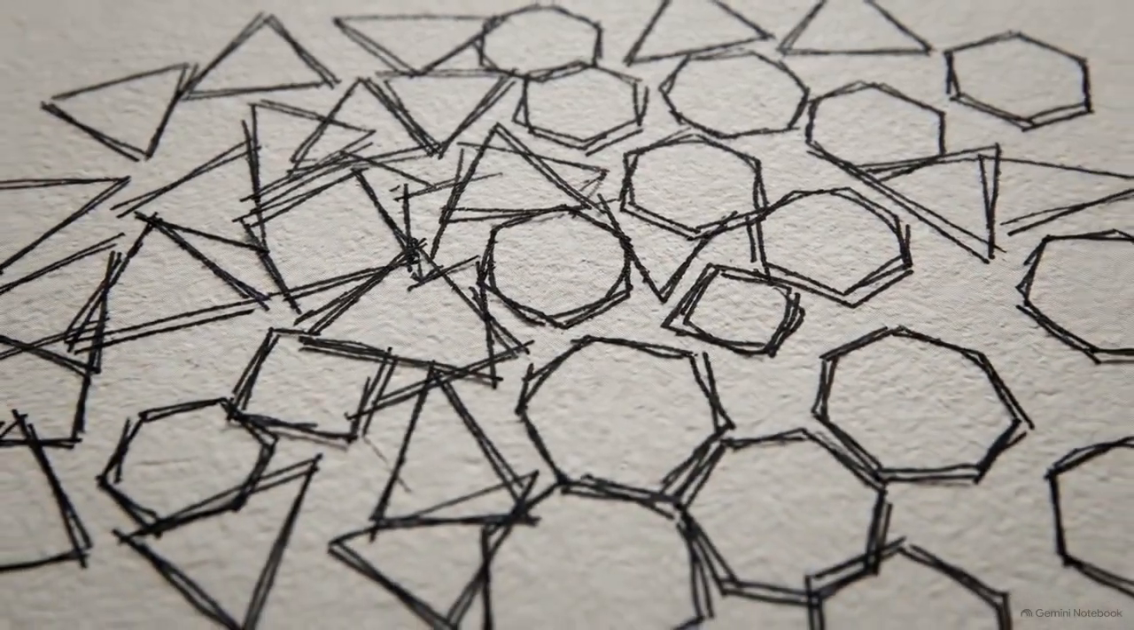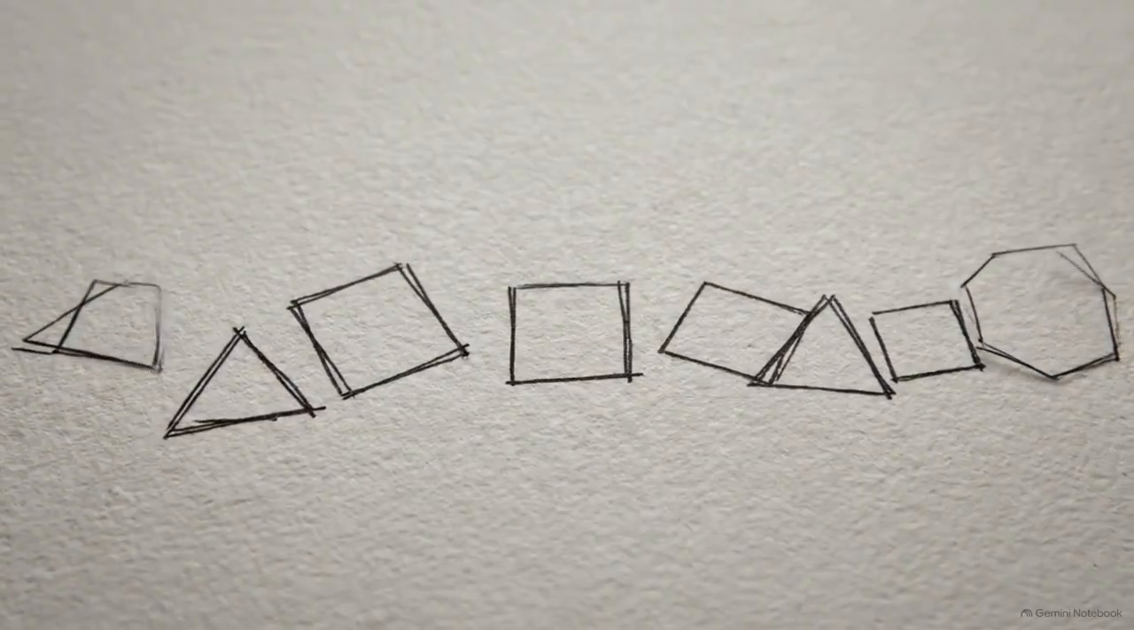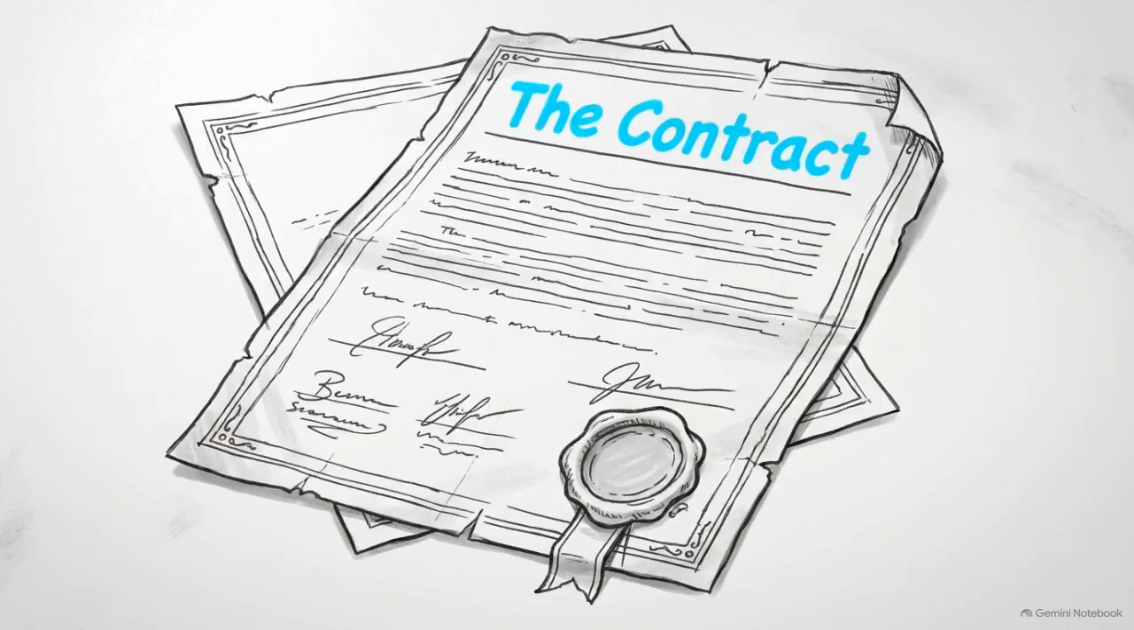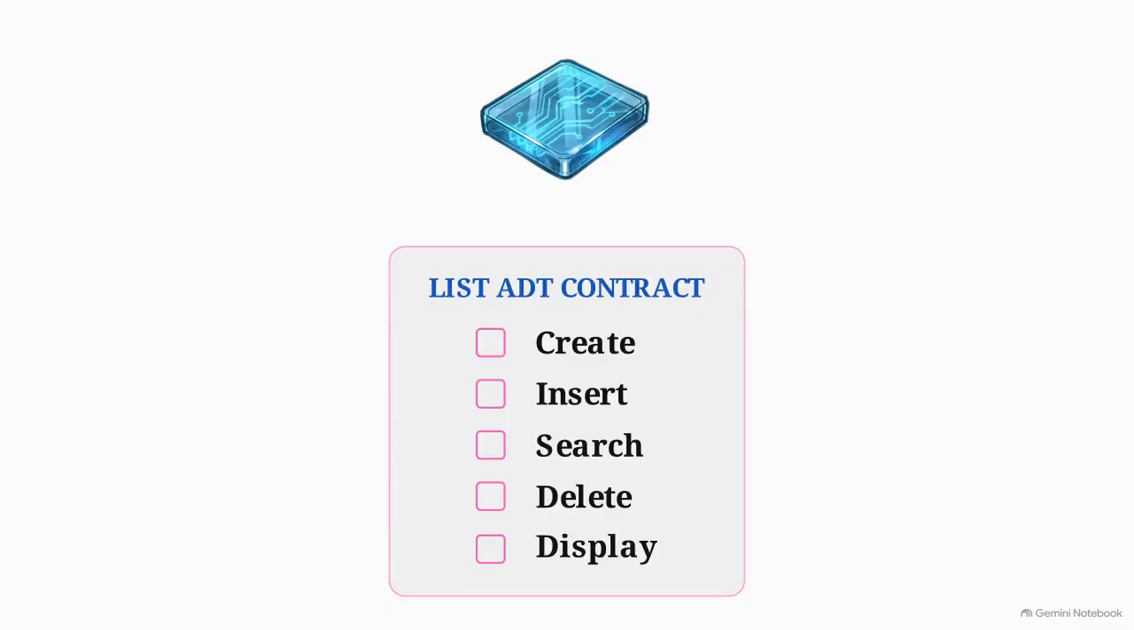Humans have a natural instinct to take chaotic information and force it into sequential order. We line things up to make sense of them. In computer science, this instinct is formalized into something called a list abstract data type, or ADT. An ADT is essentially a contract. It guarantees that you can take a sequence of data and perform specific actions on it.